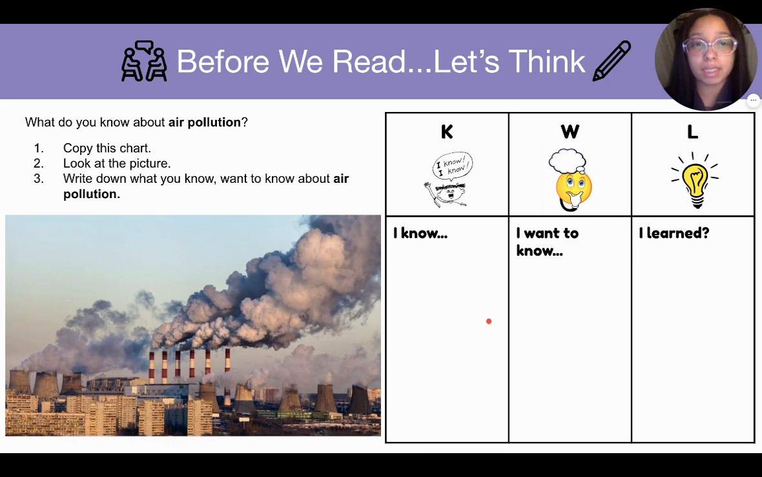Before we read, let's think. You will be completing a KWL chart. Let's think about this question. What do you know about air pollution? Step 1. Copy this chart in a doc, slides, or your notebook. Then, number 2, you will look at the picture. Write down what you know and want to know about air pollution for step number 3.